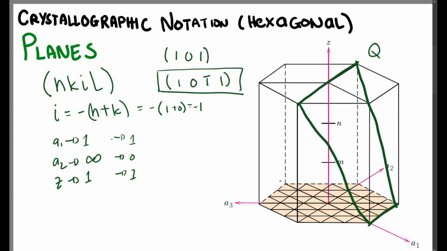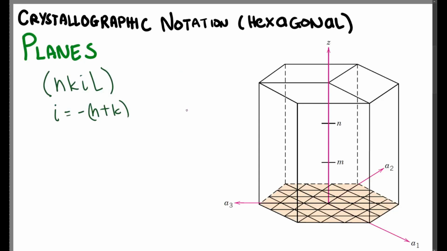We can also actually consider A3. If you consider A3, we can also get the intercept with respect to A3. So if we have A3 here, the intercept is here, and this is negative 1. The reciprocal of that is negative 1. So A1 is 1, A2 is 0, A3 is 1 bar, and Z is 1. So we also have the same plane.